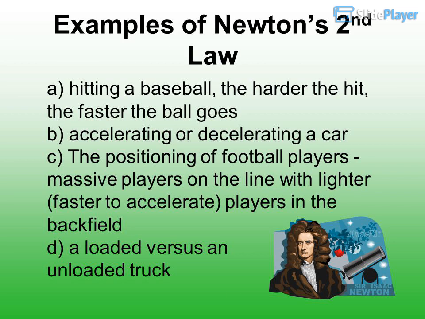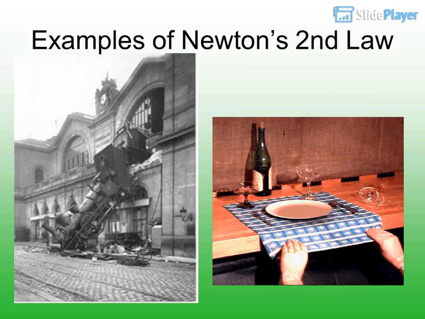Examples of Newton's second law. A. Hitting a baseball: the harder the hit, the faster the ball goes. B. Accelerating or decelerating a car. C. The positioning of football players: massive players on the line, with lighter, faster-to-accelerate players in the backfield. D. A loaded versus an unloaded truck.